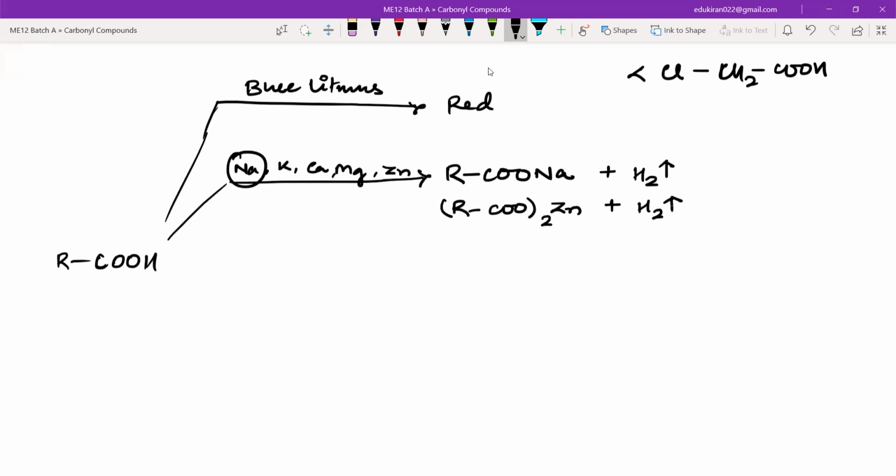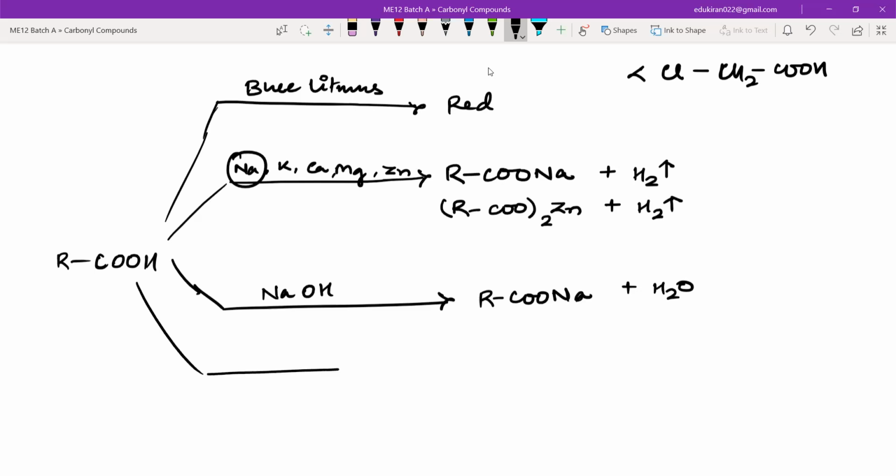Furthermore, it can also react with alkali. Alkali means any base. Because it is an acid, it can react with a base such as NaOH. You can have NaOH or KOH also. Again, it is going to make RCOONa, plus water will be released, because this is a neutralization reaction, acid-base reaction.